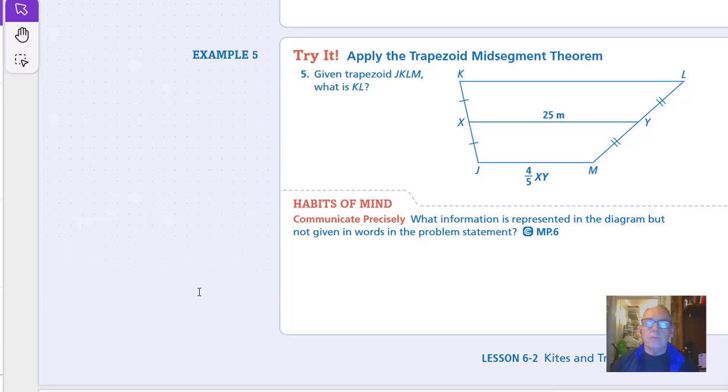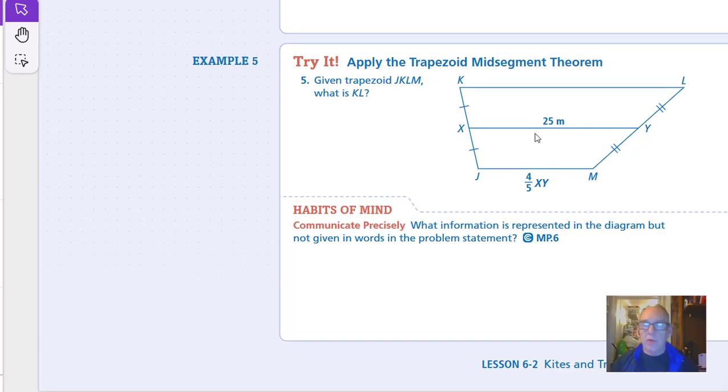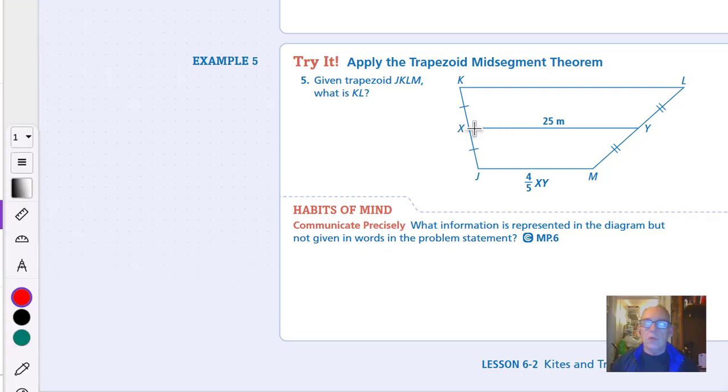Let's move on. Now, there's another property of trapezoids called the mid-segment theorem. So if you take the midpoint of each of the legs and draw the segment that connects those together, the length of this segment is exactly half the sum of these, the average of both of these. So they're saying that this is 4/5 xy.